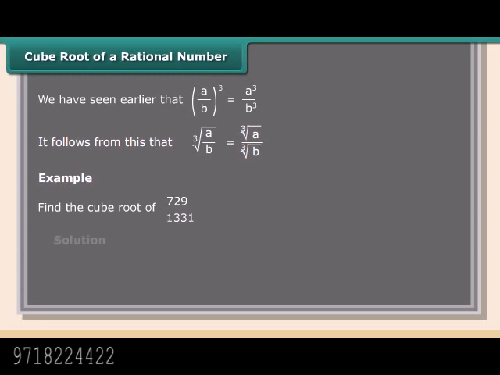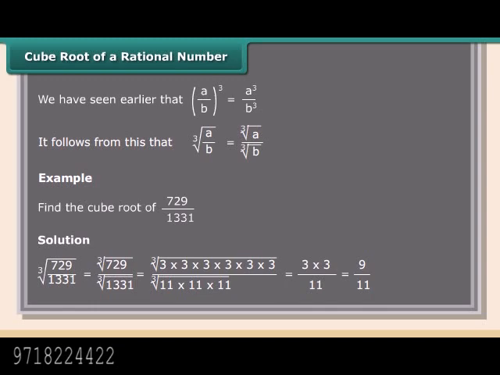Solution: ∛(729/1331) = ∛729 / ∛1331 = ∛(3 × 3 × 3 × 3 × 3 × 3) / ∛(11 × 11 × 11) = (3 × 3)/11 = 9/11.